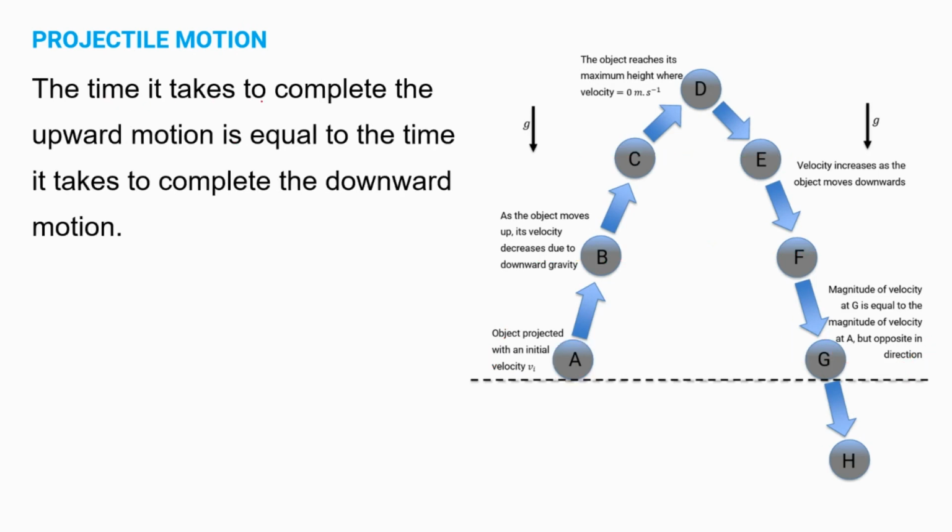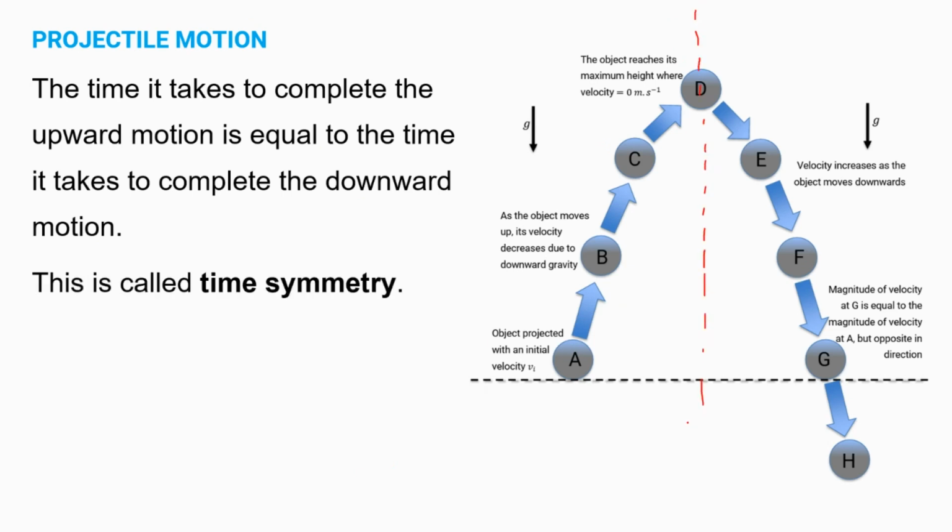Then the time it takes to complete the upward motion is equal to the time it takes to complete the downward motion. Please take note of that. This is very, very important. This is called the time symmetry. So it means that the time it takes for the projectile to move from A to D is the same time it takes for the projectile to move from D to G. So if this time here, let's say, is 2 seconds, this one also is going to be 2 seconds. Please take note of that. That is time symmetry.